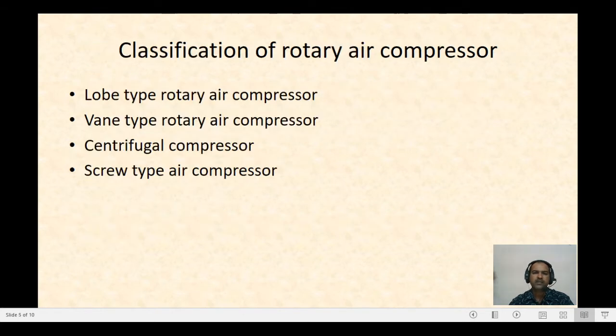The rotary compressor is again classified into four types: the lobe type rotary air compressor, the vane type rotary air compressor, the centrifugal air compressor, and the screw type air compressor. One by one, we are going to discuss the construction and working principle of these four types of rotary air compressor.